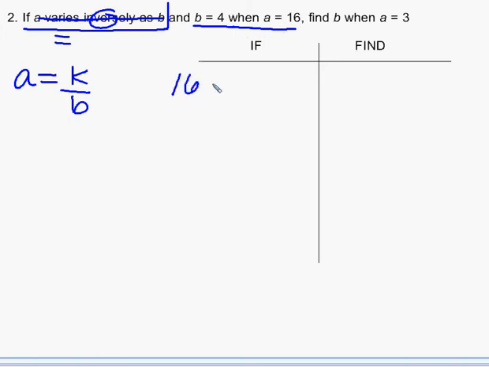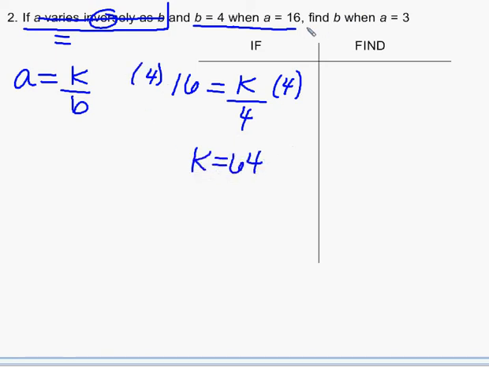So 16 is going to equal, we don't know k, but b is 4. So to solve for k, multiply both sides by 4. So k is going to equal 64. Now the find statement says find b when a is 3. So 3 is going to equal, k is 64, but we still don't know what b is.